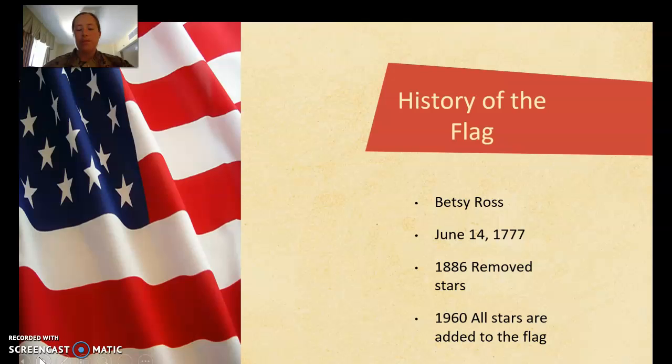white stripes. This was utilized during the Revolution battles, but many sailors and other military members did not use this as a representation. In 1886, all the stars were removed and replaced with the number 1776 over 1886. Then in 1960, all the stars were added back, what we know as the 50 states that they represent today.